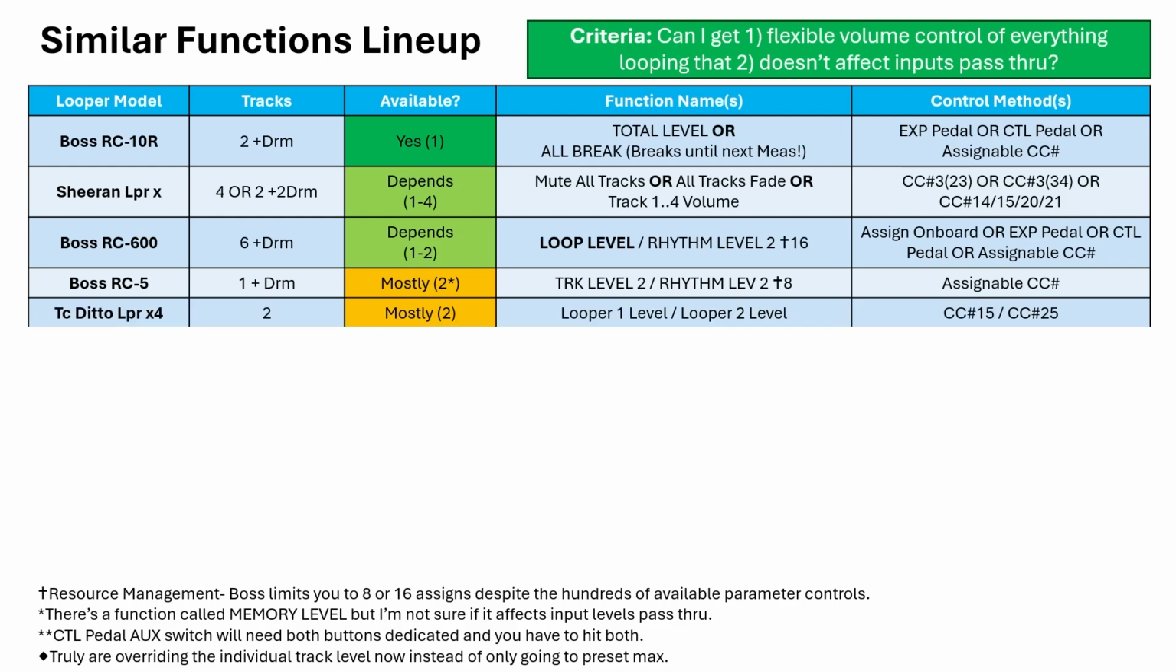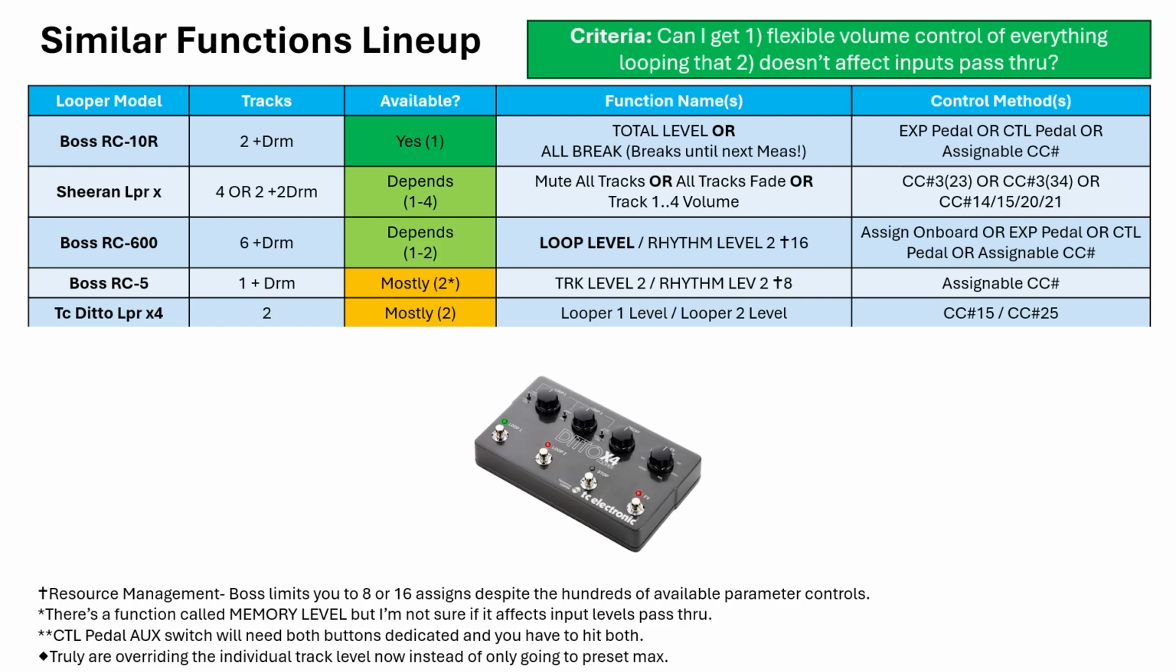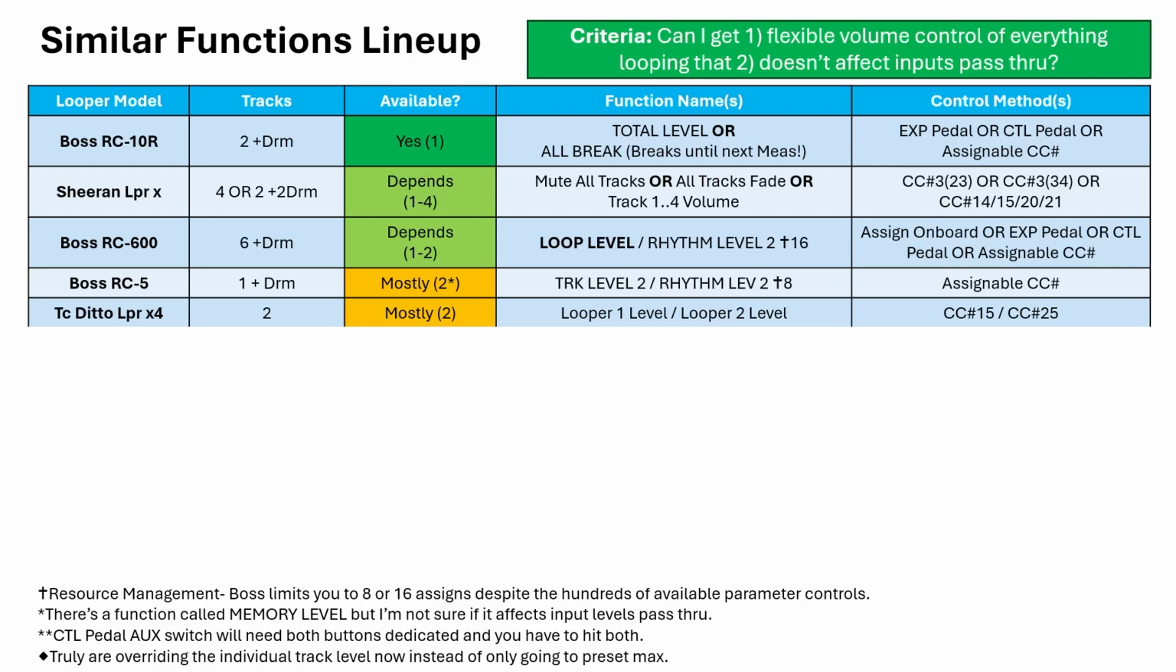Next comes the TC Electronics Ditto LooperX 4. This has 2 tracks. It's mostly available. The functions are called Looper 1 level and Looper 2 level, and they're always the same exact CC numbers if you're gonna do it through MIDI.